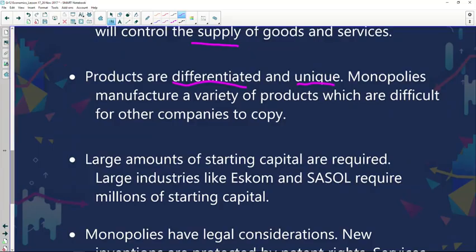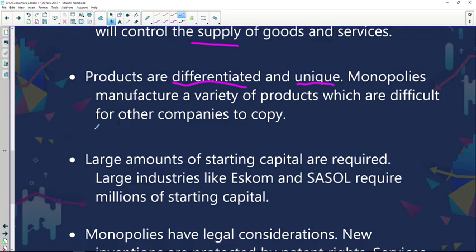So let's continue with our lesson. Our last point was on the products, the fact that they are differentiated and unique. Monopolies manufacture a variety of products which are difficult for other companies to copy. That's the last point that we mentioned before the ad break.